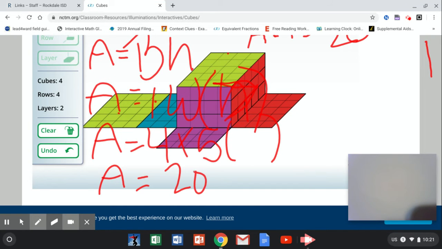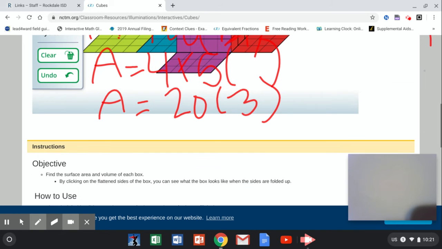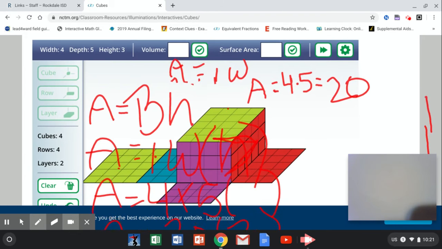And then the height, how tall is it? Well, it's 1, 2, 3. So times 3. So 20 times 3. So then volume equals 60. And it's cubic because it's cubes, cubic.